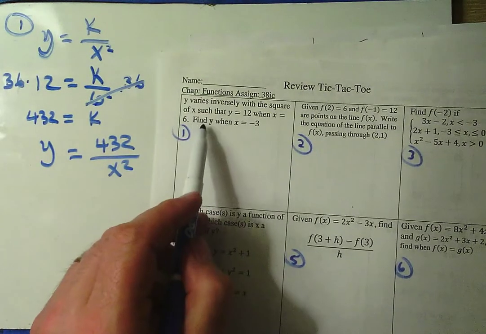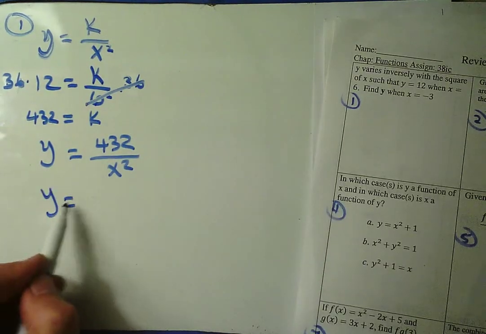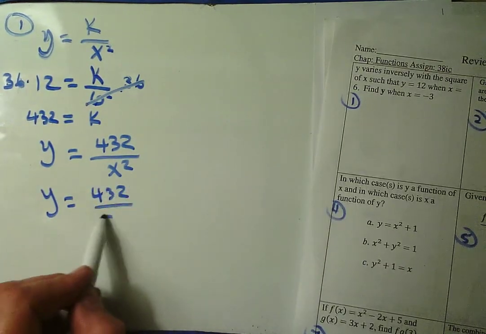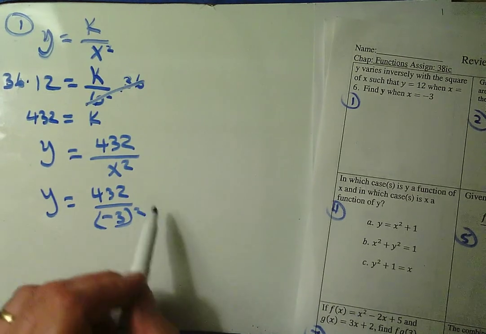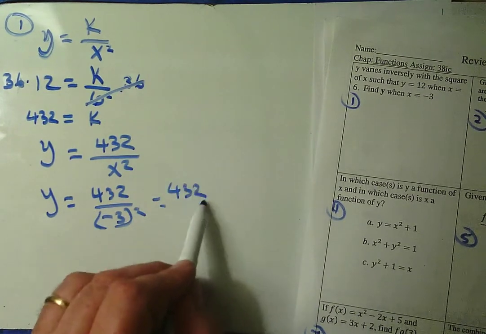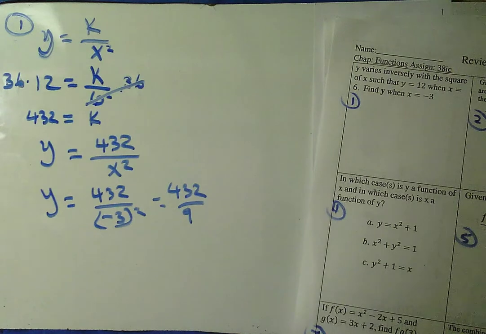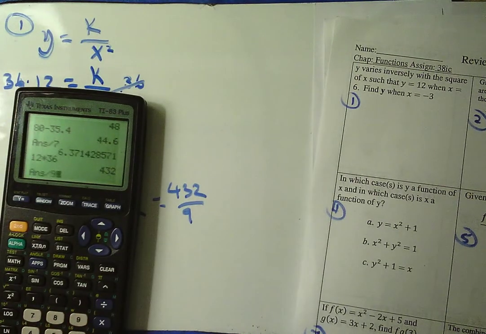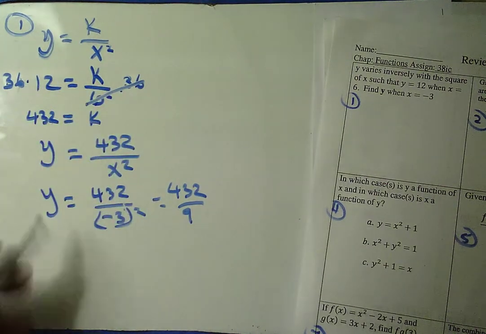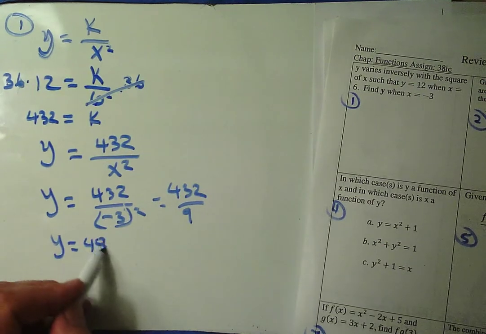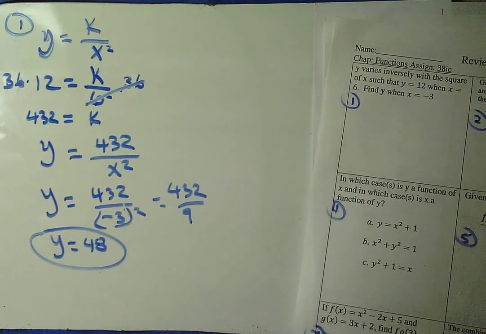Then I notice it says find y when x equals negative 3. So y equals 432 over negative 3 squared, which is 432 over 9, and 432 divided by 9 is 48. So y equals 48 is my answer to number 1. Let's take a look at number 2.